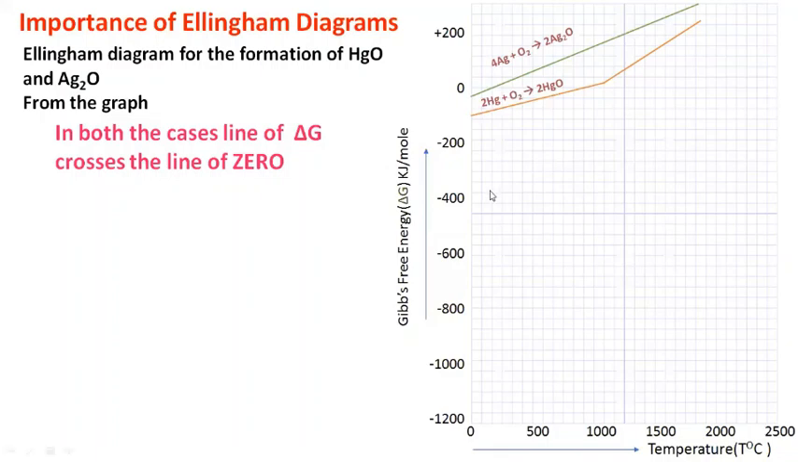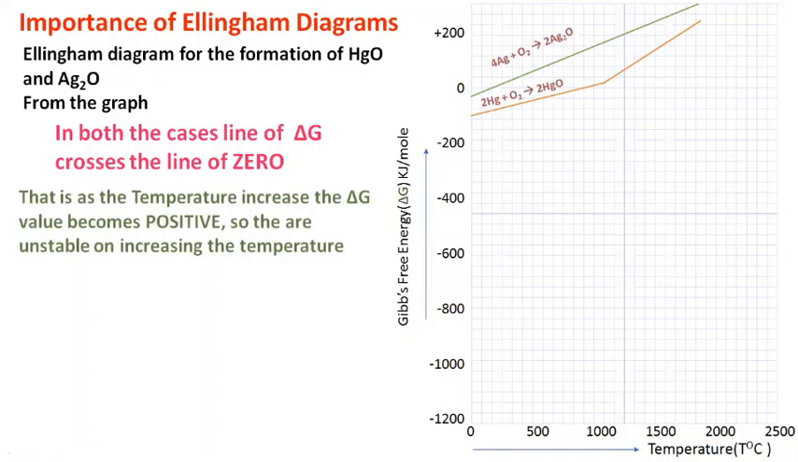So in both the cases, the line of delta G crosses the line of 0. That is to say that they are becoming positive values. And here one more point we have to remember, that there is a sharp curve or a sudden change in the graph of mercuric oxide, because the melting point of mercuric oxide is at this particular temperature, due to which there is a change in phase, solid phase to liquid phase, due to which you can see that there is a sharp curve here, a kink.